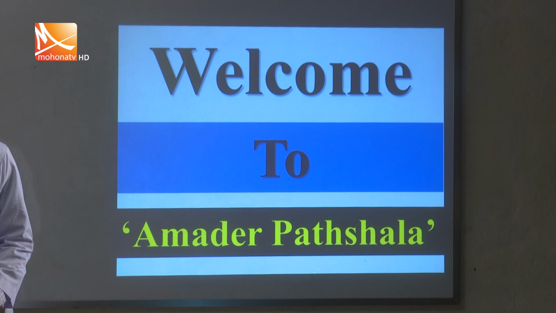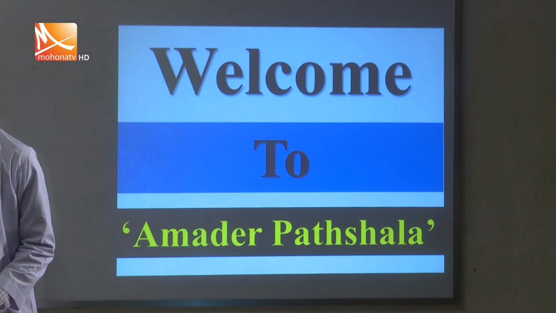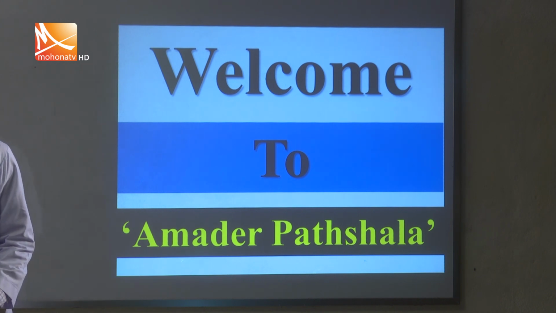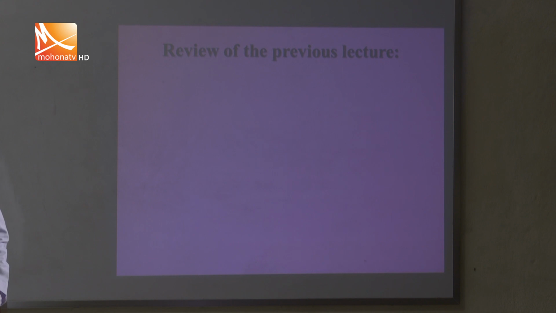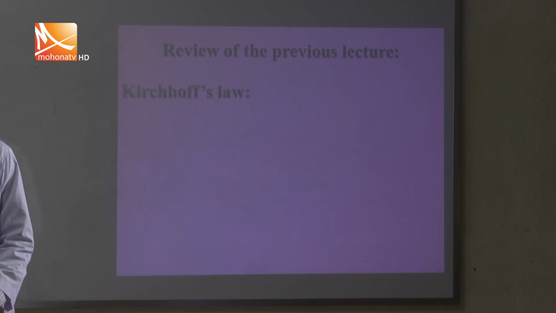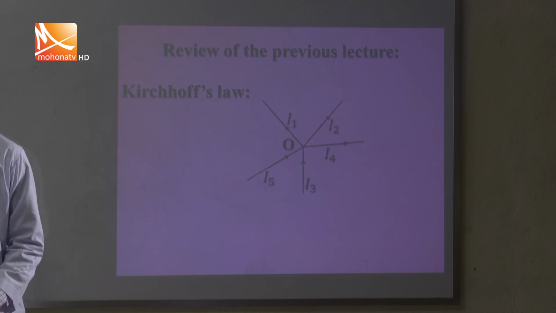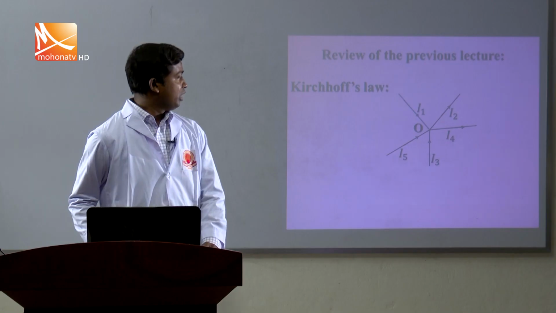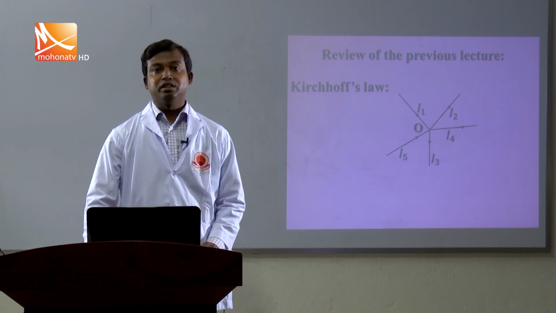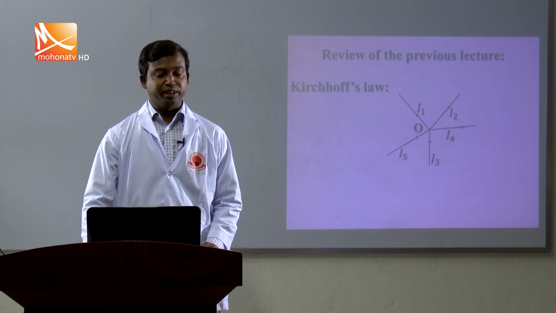Before going to my main lecture, I would like to inform you about my previous lecture. So this is the review of my previous lecture. In my previous lecture, I already told about Kirchhoff's law. You already learned it. This is the first theorem, that is the junction law, and you know that at a junction the total current becomes 0.